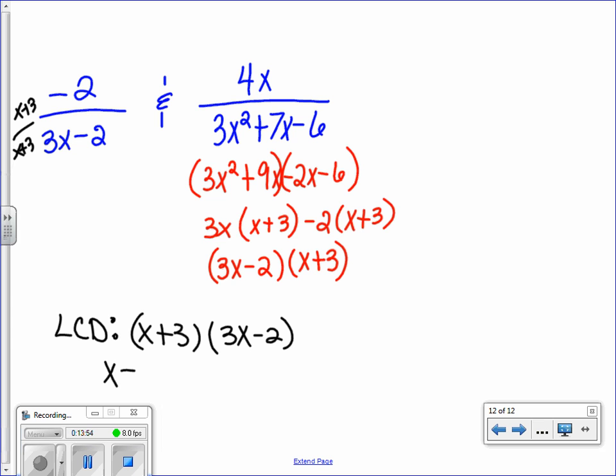What are our restrictions here? We have two restrictions. What can x not be right here? It can't be negative 3. What can x not be right here? 2/3. Right. 2/3. We're not adding, we're not subtracting today, we're just finding the least common denominator. Okay? That's all we're finding. Alright, let me give you another one.